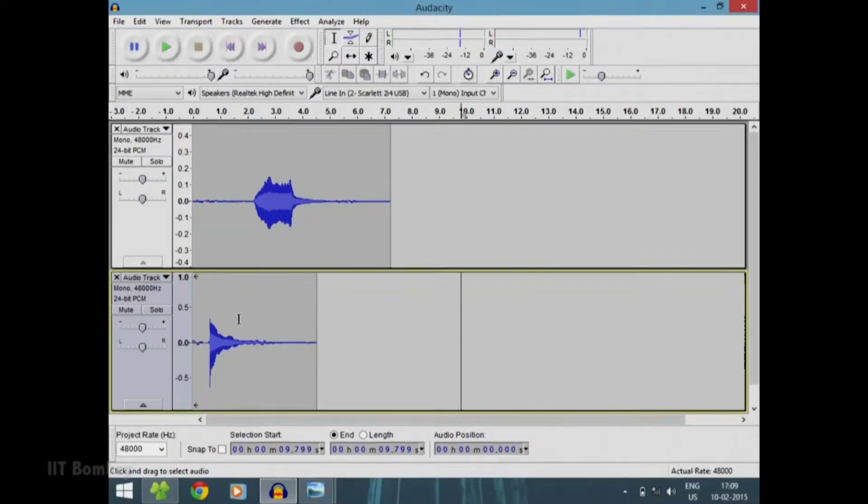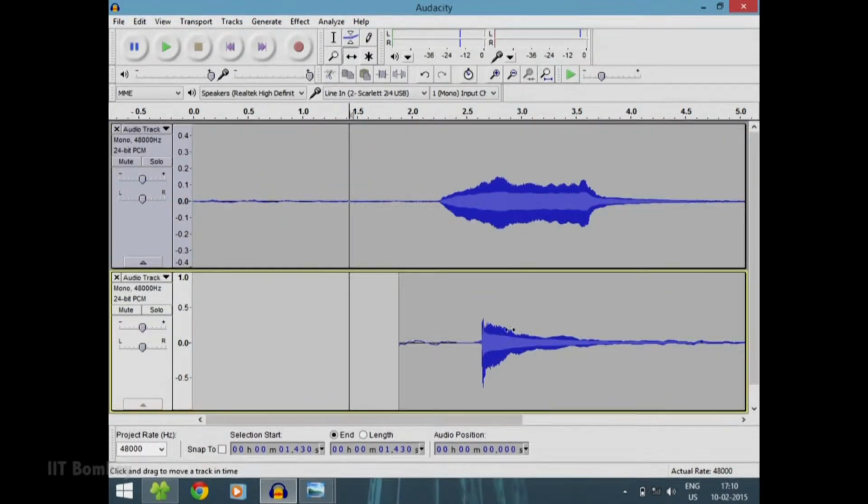So what we see here are the two recordings on the same screen, and we have zoomed in a little bit so that you can see things better. The top signal is the violin recording and the bottom waveform is the guitar recording. You can see that the shape of the two waveforms is quite different, and this is in the time domain. This gives us some sense of why the two instruments sound so different.